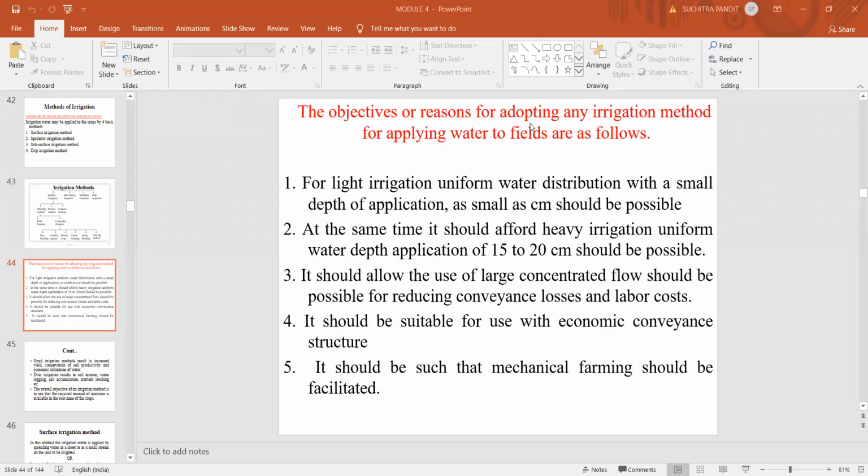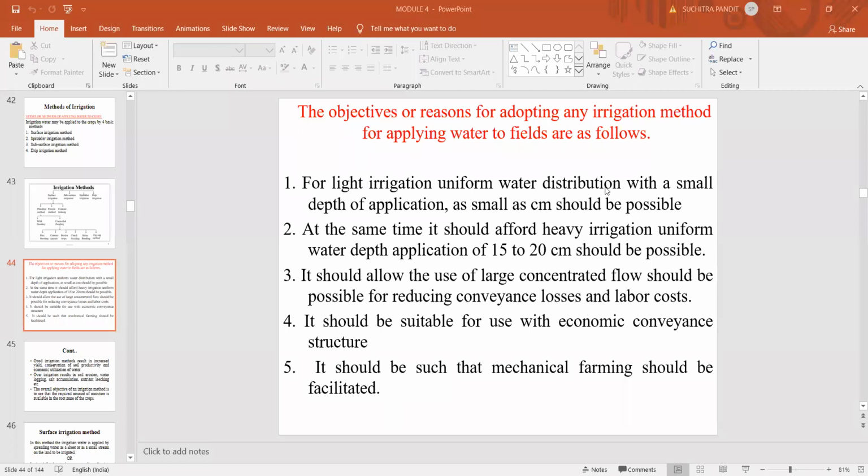Now, the objectives or reasons for adopting any irrigation method for applying water to the field are as follows. All the irrigation methods have certain advantages and disadvantages, so before selecting any method, you have to go through the objectives: what are the objectives of selecting a particular method of irrigation to grow the crops? For light irrigation, there should be uniform water distribution with as small a depth of application as needed, that is, water should be supplied in sufficient depth for the efficient growth of a particular crop.